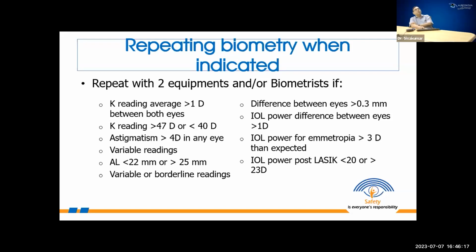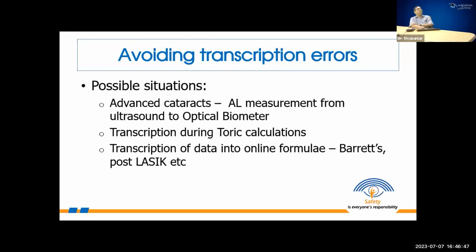If the difference between 2 eyes is more than 3 mm, which translates into almost a 1 diopter difference between 2 eyes, we have to remeasure. If the IOL difference between the 2 eyes is more than 1 diopter. If the IOL power for emmetropia is more than 3 diopters different than expected, and in post-LASIK cases, ideally, if the patient has been emmetropic, the power should be between 20 and 23. But if it is less than 20 or more than 23, we need to remeasure again and make sure whether this patient had some regression or not.